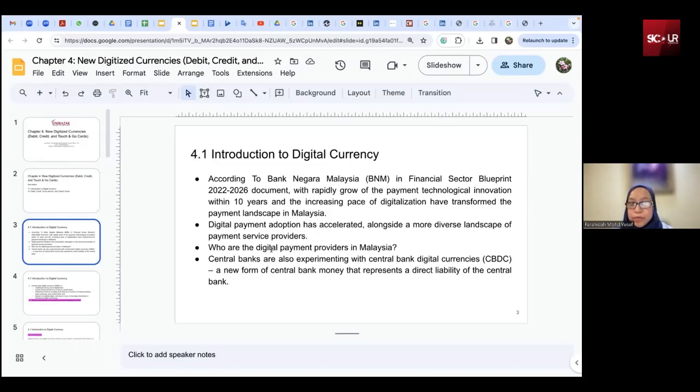So who are digital payment providers in Asia? I think nowadays everyone is a digital payment provider, including banks, Touch and Go, even Grab. Touch and Go and Grab are fintech companies. There are also some other non-fintech companies. So I'll give you one or two minutes to Google who the digital payment providers in Malaysia are. Okay.